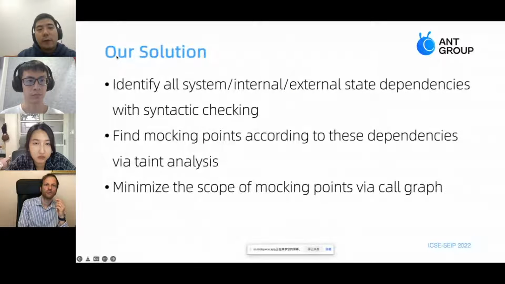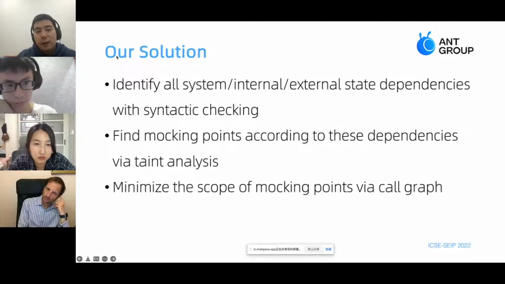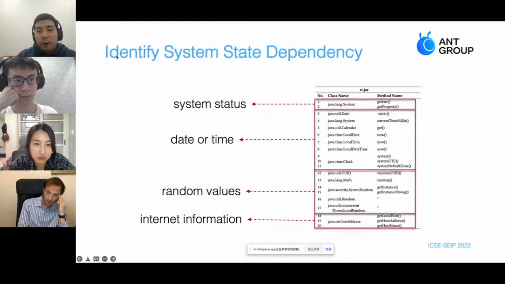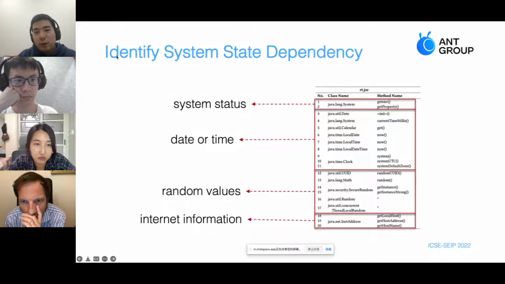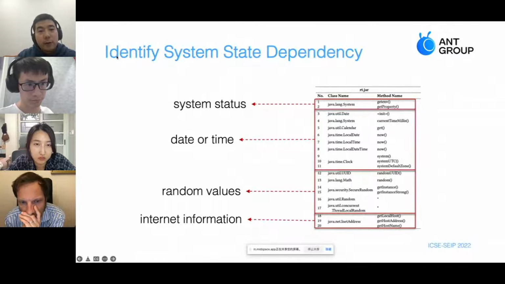So our solution is that we identify all these state dependencies, and then we find mocking points through all these dependencies via taint analysis. And then we have some techniques to minimize the scope of mocking points. Here I will not go into details of this dependency, but this dependency is enumerable, which means we can find all of them. There are just some examples of them.